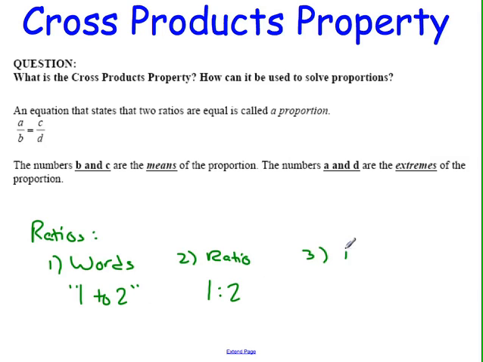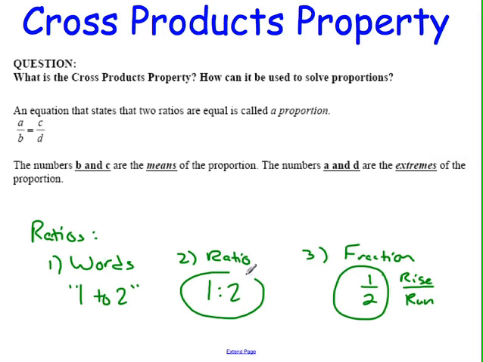The third way, which we're probably more accustomed to, is just seen as a fraction, such as slope is sort of a rise over run, if you will. How far you rise over how far you move left or right. So in this case, in fraction format, 1 over 2. All three of these are different ways of writing ratios, and all of them deal with the cross-products property. All of them are equivalent and can be used this way.